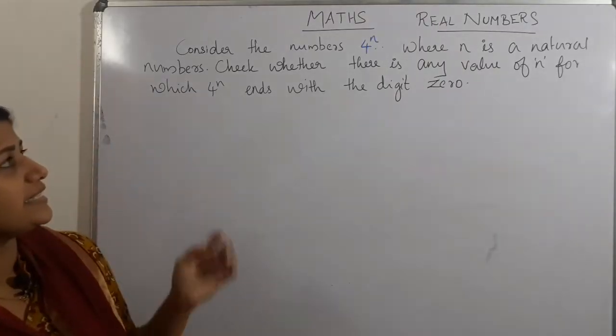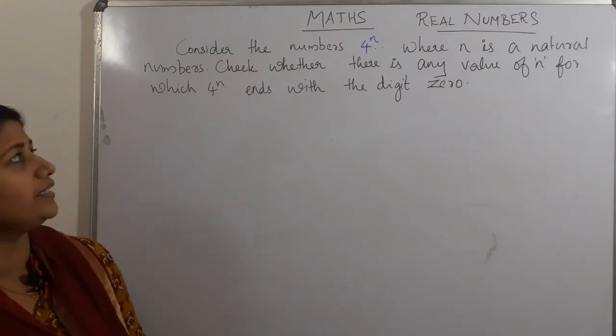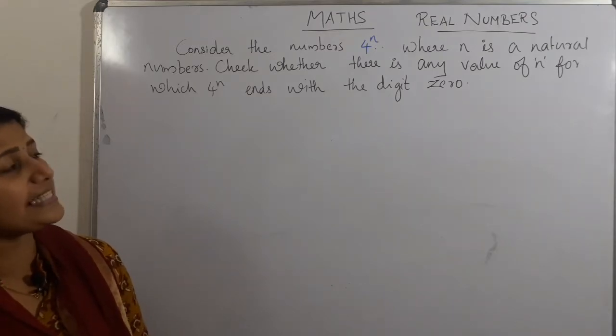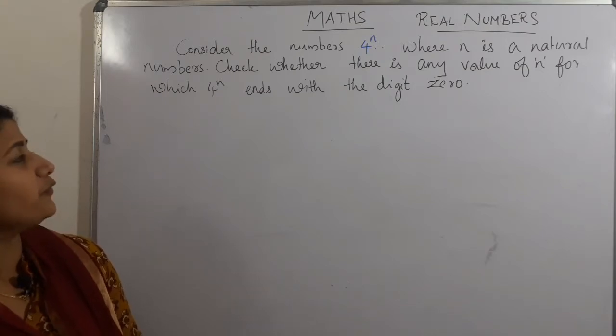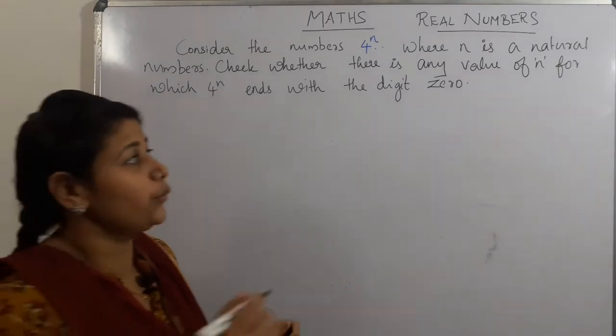One example. Consider the number 4 raised to n where n is a natural number. Check whether there is any value of n for which 4 raised to n ends with the digit 0.